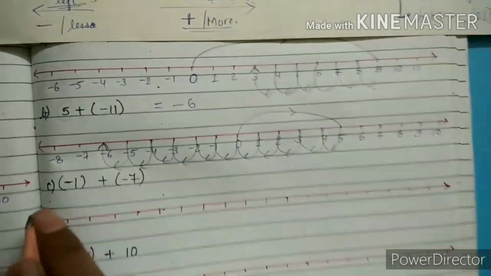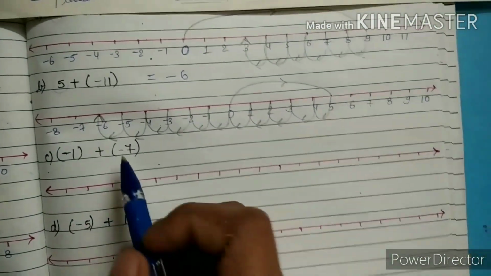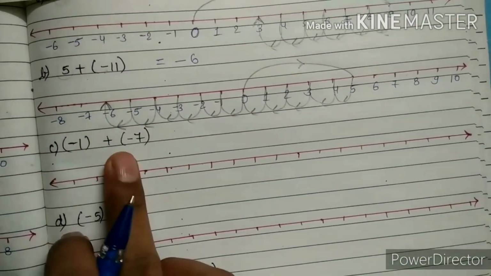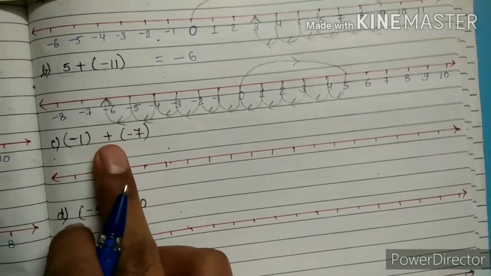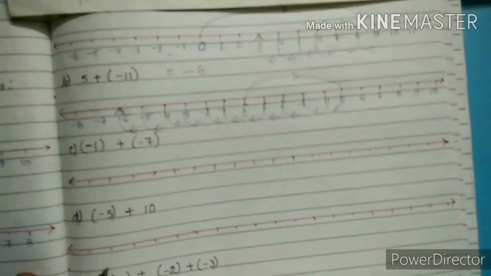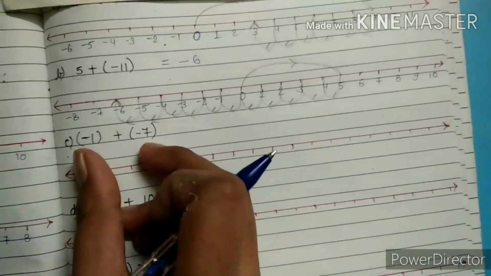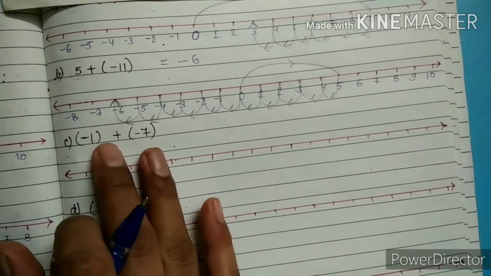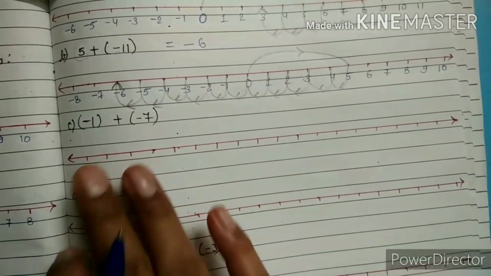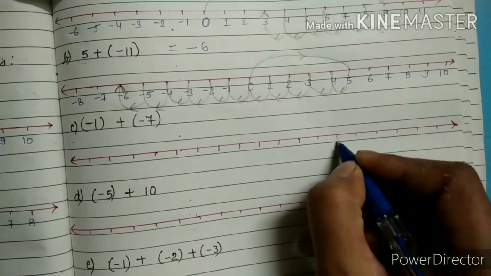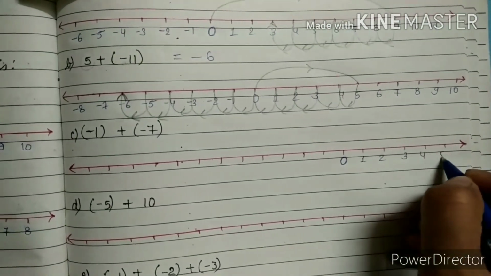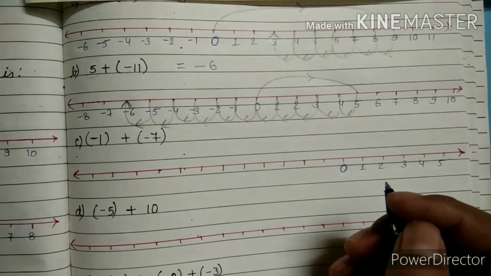Now C question is negative 1 plus negative 7. Same as previous we have to do. In this both numbers are negative. Negative 1 plus negative 7. It means we need more negative numbers because both are negative. So we don't know which number is coming. Both are negative, so maybe a negative number will come. So we need more negative numbers. That's why I am shifting 0 to the right hand side. So 0 is here. 1, 2, 3, 4, 5.